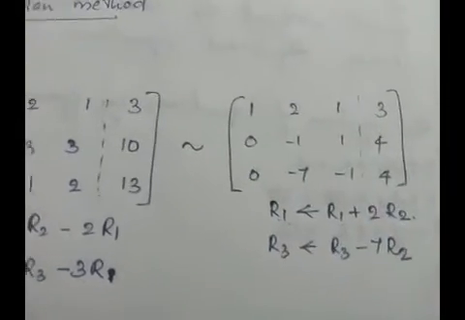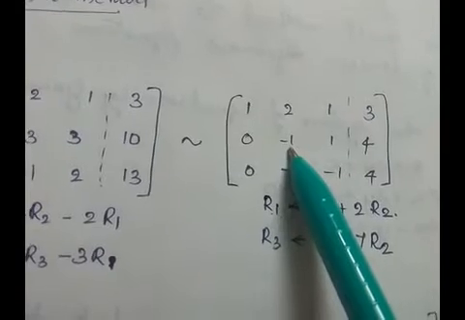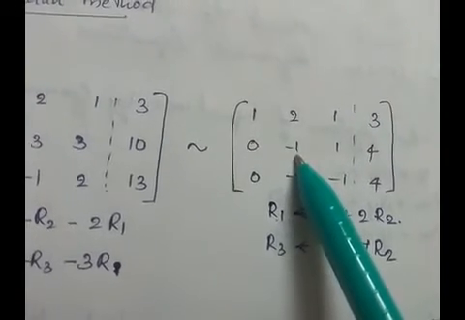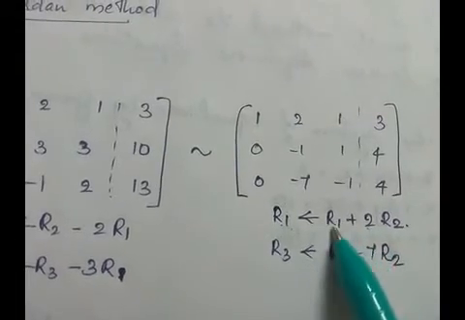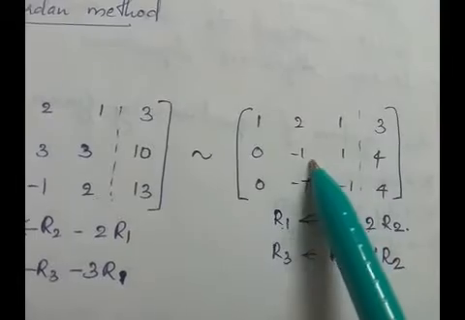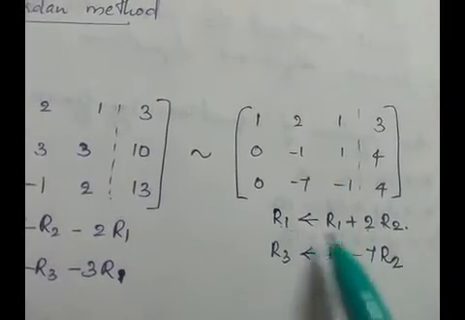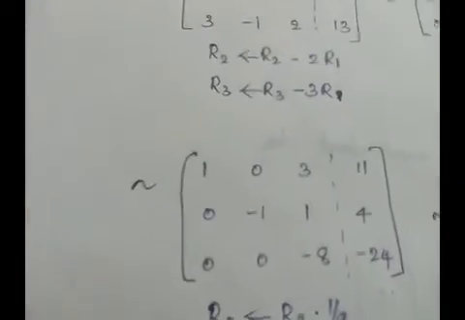We have to convert this diagonal element minus 1 to minus 2. To convert it to minus 2, we just need to multiply it by 2. So row 2 will be multiplied by 2 and added with row 1. So row 1 becomes row 1 plus 2 into row 2. This is the equation we are going to apply for row 1. So applying these two, we will get the matrix like this.